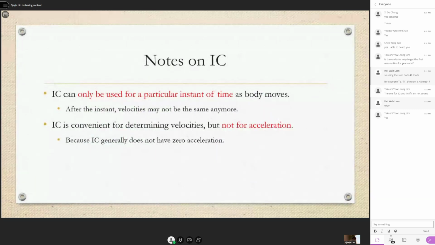Okay, so some notes on IC. IC can only be used for a particular instant of time as the body moves. After the instant, velocities may not be the same anymore. So it can only be applied at that particular instant. For example, like rolling motion. The next instant, after a small roll, your points change positions already. So whatever you have analyzed for the previous time frame will not be applicable anymore. So it's only for the particular instant only.